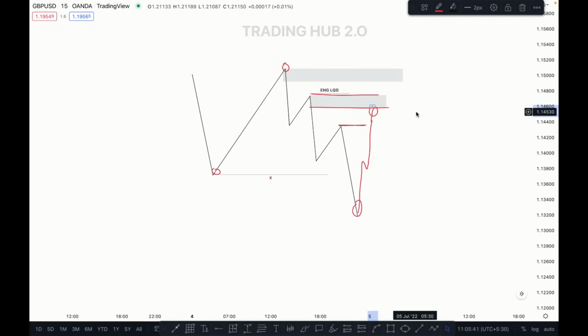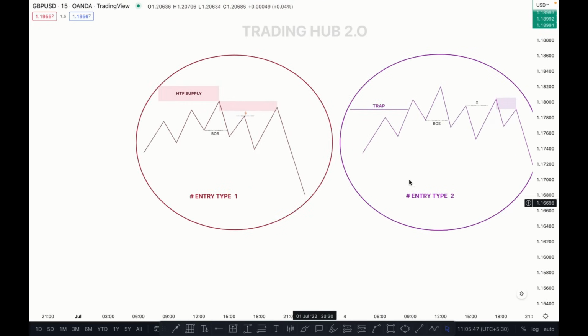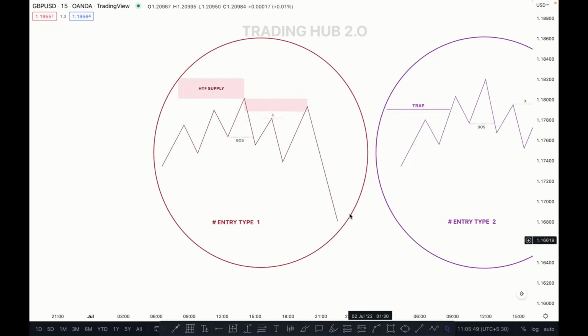Then what criteria should you follow to sell here? Let me show you exactly. You have to apply entry type 1. Why? Because when the market taps on the order block, the higher time frame supply, then you have to wait for the CHoCH. Okay, and then the market breaks this structure and creates the first inducement, a minor inducement, and after taking out this inducement, you can sell.